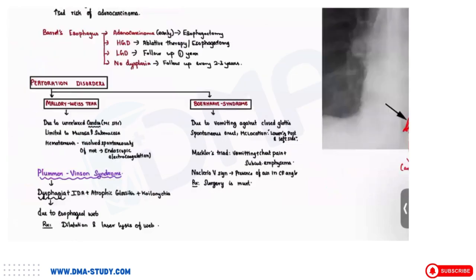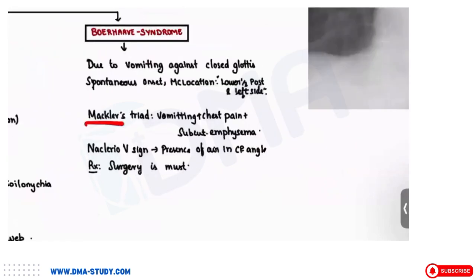And Mackler triad, what are the symptoms of the Mackler triad? Vomiting, chest pain, and subcutaneous emphysema. Very important. Vomiting, chest pain, and subcutaneous emphysema is your Mackler triad.